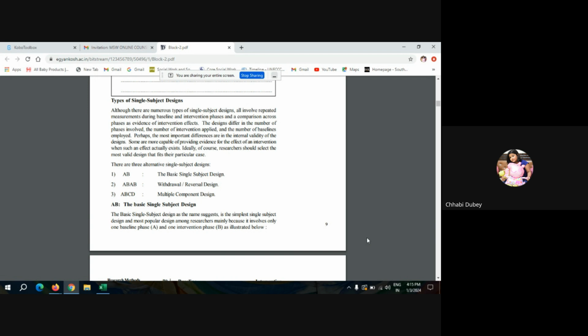Okay. Now, the basic single subject design is one of the simplest single subject designs, and also a very popular single subject design because it involves only one baseline phase and one intervention phase as illustrated. So whatever we have discussed above, that is a typical basic single subject design.